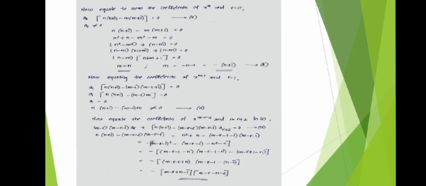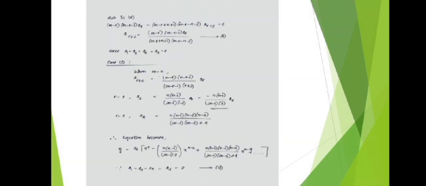Now only considering the second part of this equation, we can solve this to (minus m minus r plus n plus 1)(m minus r minus n minus 2). Substituting that part in equation 10, we have (m minus r)(m minus r minus 1) ar minus (m minus r plus n plus 1)(m minus r minus n minus 2) ar+2 equal to 0. We have to take ar+2 to the left hand side. So we have ar+2 equal to (m minus r)(m minus r minus 1) ar divided by (m minus r plus n plus 1)(m minus r minus n minus 2), which is taken as equation 11. We have a1, a3, a5, a7 equal to 0.